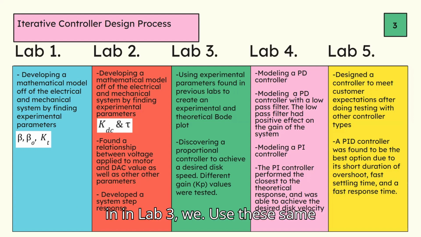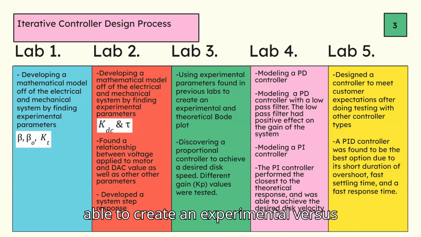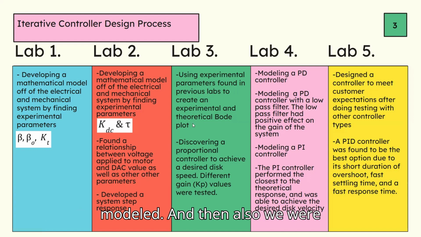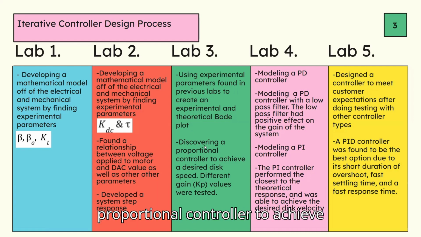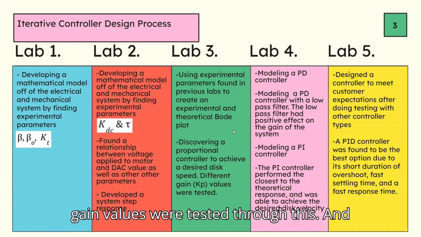In lab three, we used the same parameters from the other two labs, and we were able to create an experimental versus theoretical Bode plot. This let us see how well our system was actually being modeled. Then we were also able to come up with a proportional controller to achieve desired disk speed, and different gain values were tested through this.